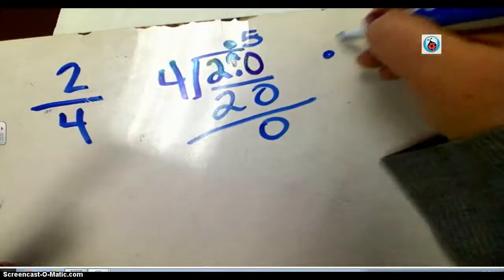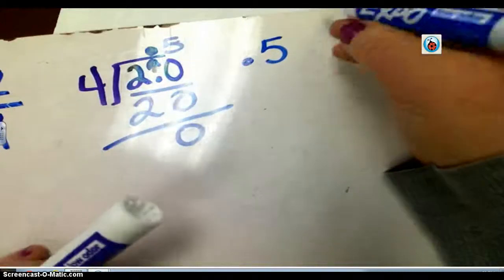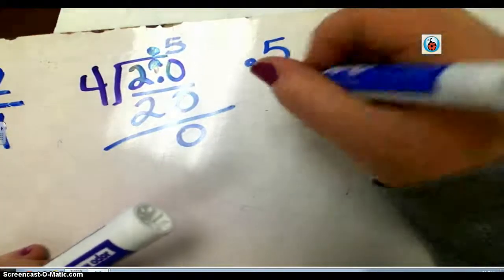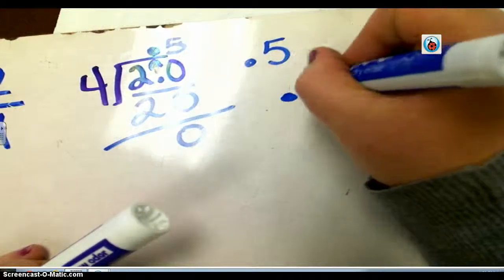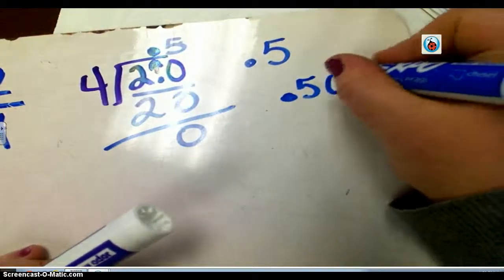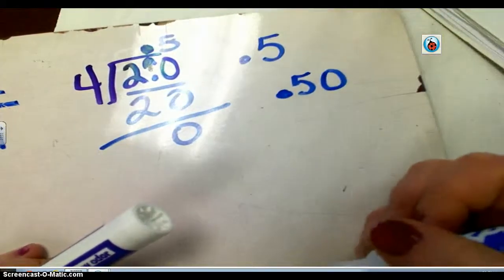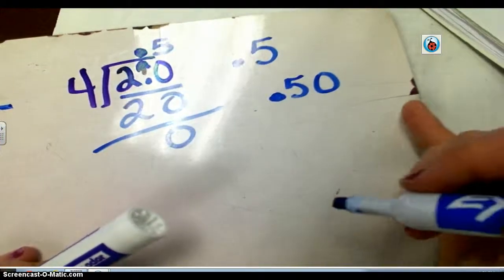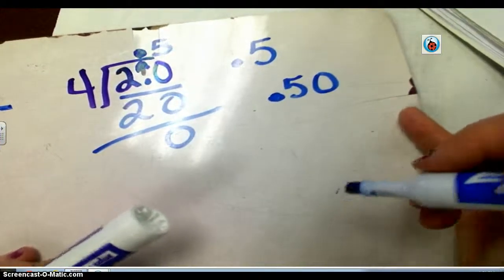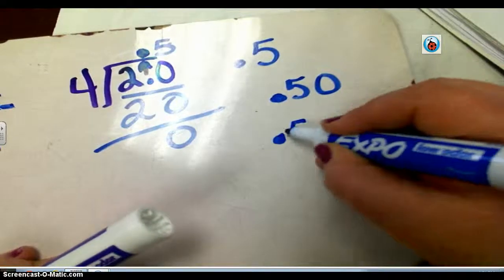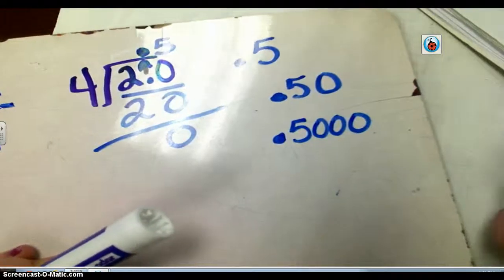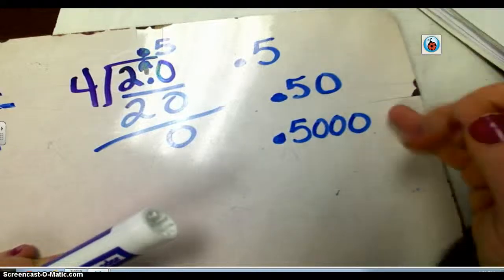So, 0.5, my number sense tells me I can write 0.5 as 0.5 or 0.50. Either one's the same, right? Because I can add as many zeros to the end of this number as I want, and it does not change it. Okay? 0.5000, same thing.